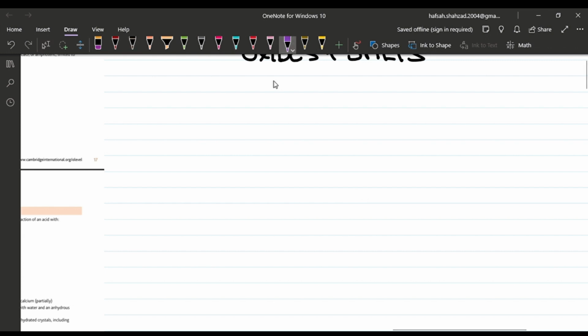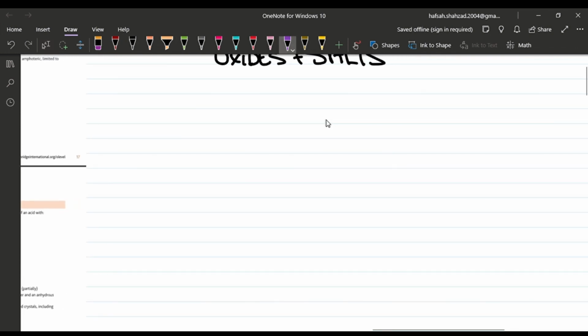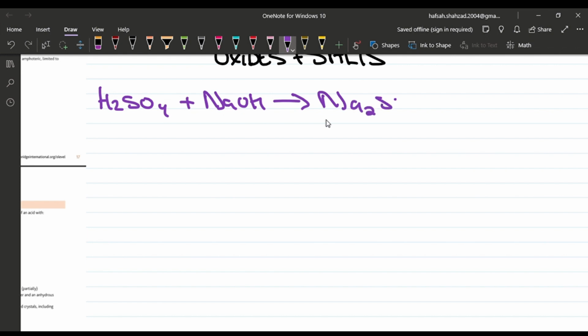Let's take the dibasic acid, H2SO4, reacting with NaOH. Let me write down the balanced equation first: H2SO4 plus 2NaOH gives Na2SO4 plus 2H2O. Is it balanced? 2 H over here, 2 H over here, that's 4, and 4, so that's lovely. This is the balanced equation of a reaction between a strong acid and a strong base.